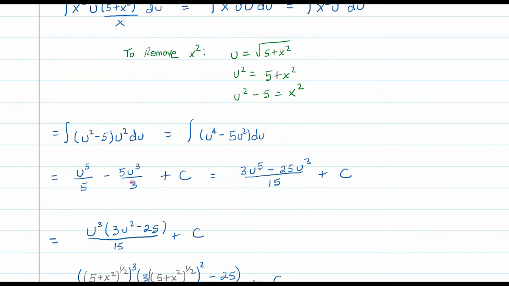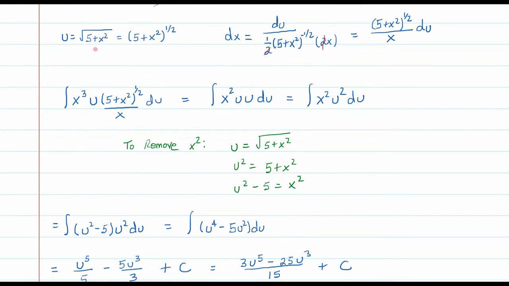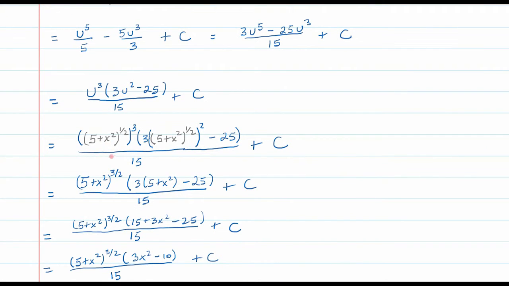The way I got this was our common denominator will be 15, 5 times 3. So I need to multiply and divide this by 3, multiply and divide this by 5, and our constant c remains. Now I can factor out u to the power of 3, so we're left with 3u squared minus 25 over 15 plus c. And now we can substitute in, finally, for what we chose our u to be. U was equivalent to 5 plus x squared to the power of a half, or root 5 plus x squared, whichever you prefer. And we can begin simplifying.